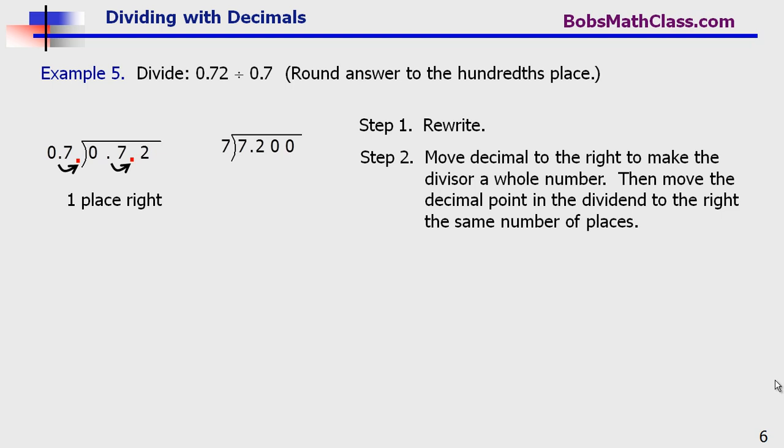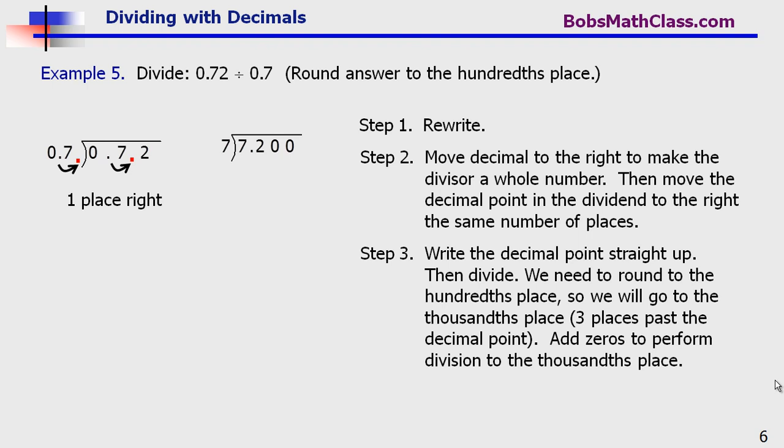How many zeros do I have to add? Well, think about the directions. It says round to the hundredths place. Which number past the decimal point is the hundredths place? The second place, right? First number is tenths, second number is hundredths, but we've got to go one place farther. That means we've got to go to the thousandths place. So we need 3 numbers past the decimal point. Since there was only a 2 after the decimal point, I added 2 more zeros so that we could have 3 places. Okay, bring the decimal point straight up.